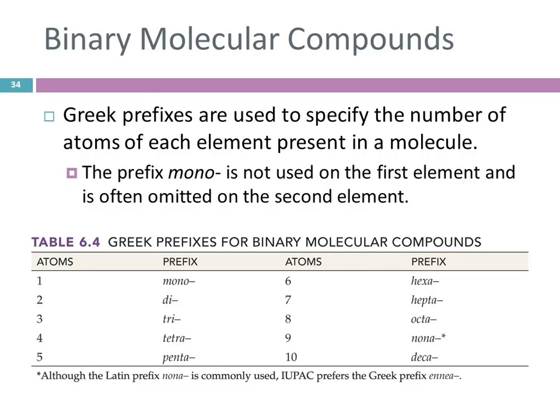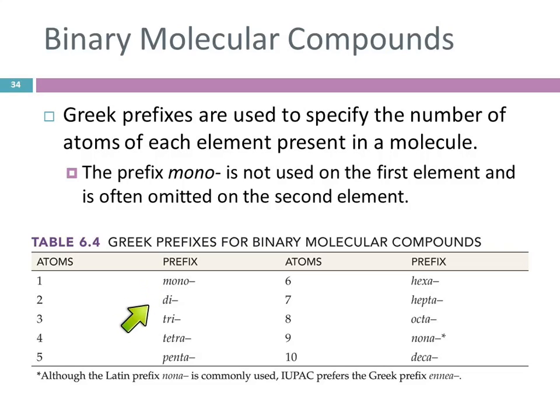Because the molecular compounds don't have ions, we don't have charges to tell us how many of each are going to be in a molecule. And so we need to tell each other with words. And so we're going to use Greek prefixes, numerical prefixes, to tell how many of each. And so these are the Greek prefixes, and you need to know these. You probably know a lot of them already.